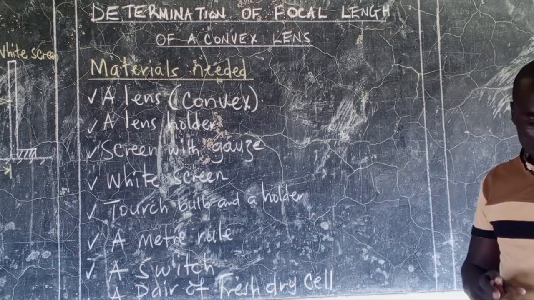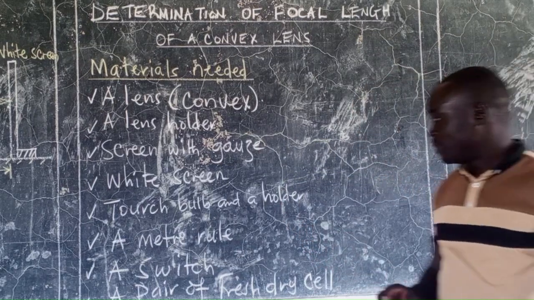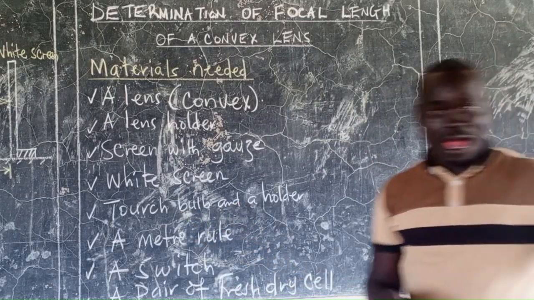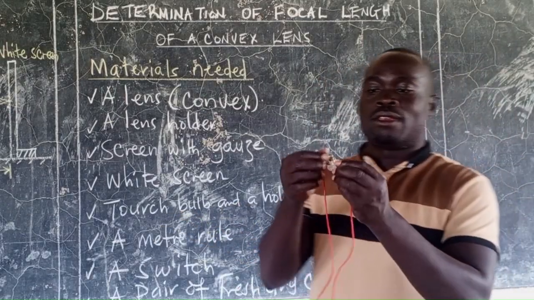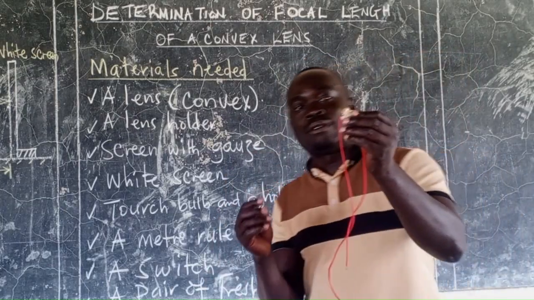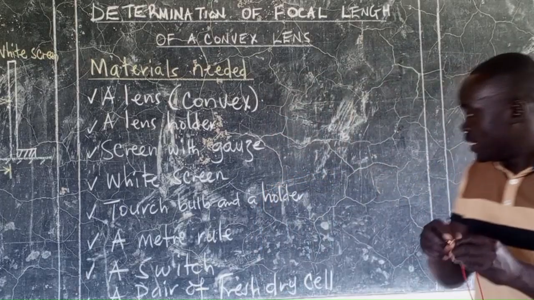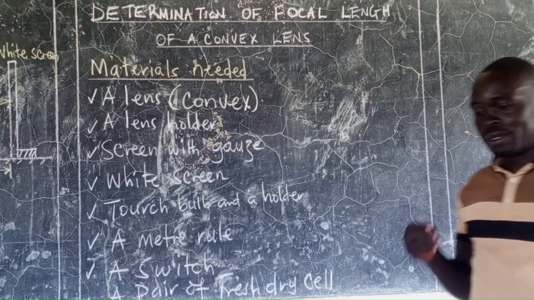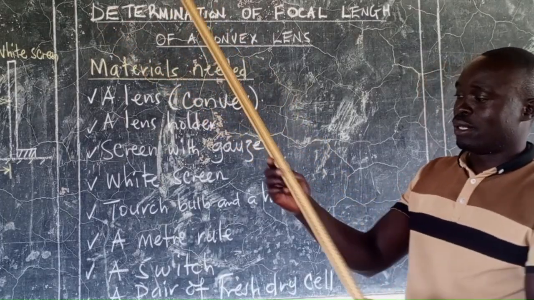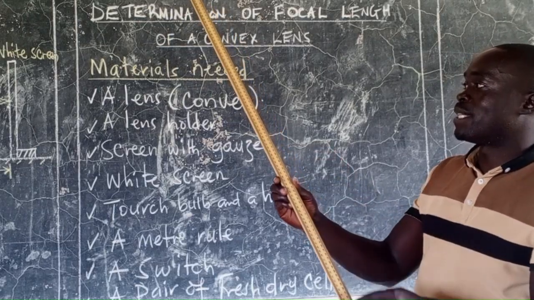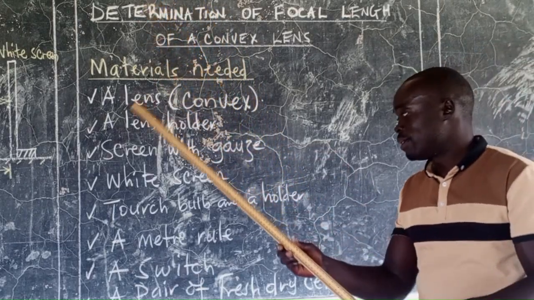Then also we need to have a torch bar with the holders, and this is the torch bar. This is our torch bar, and this is the holder. Then also we need to have a meter rule, and here it is the meter rule. It has markings on it that help us to measure the distance.